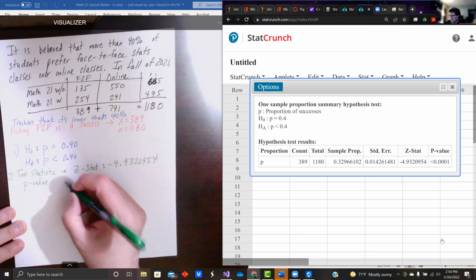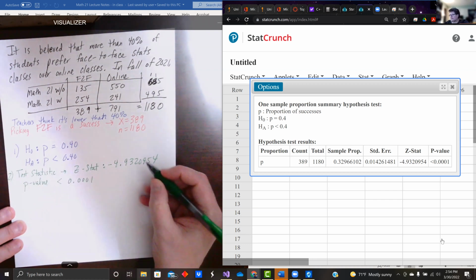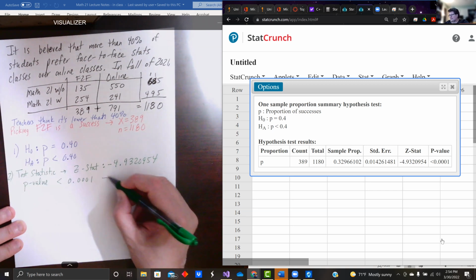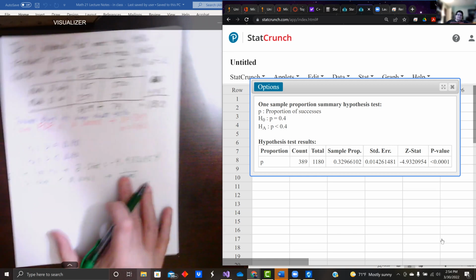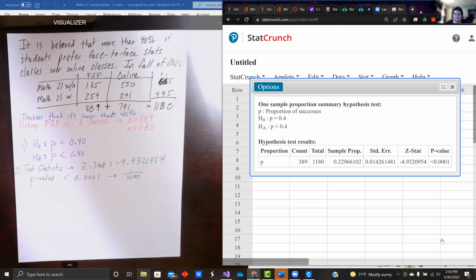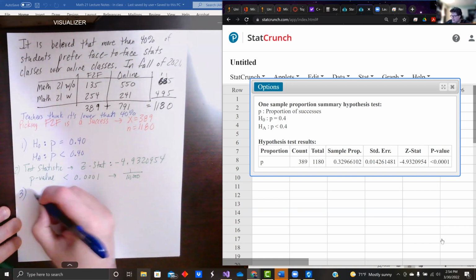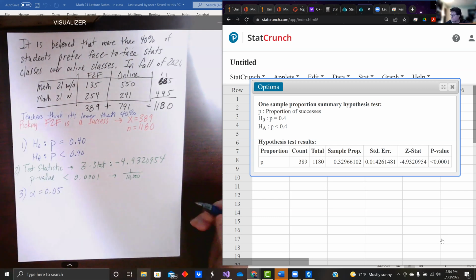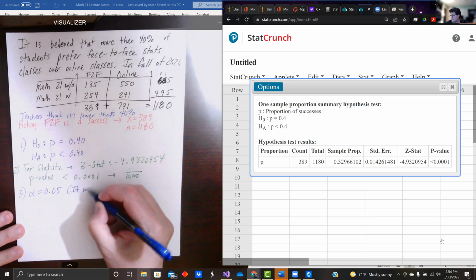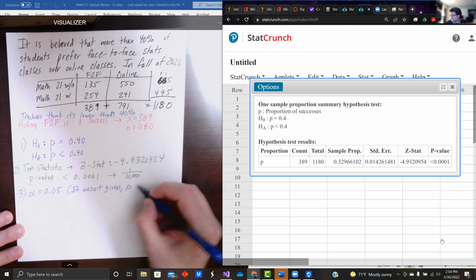Our p-value here is less than 0.0001, which is effectively 1 in 10,000. It's less than 1 in 10,000. We didn't have an alpha here, so I'm going to pick an alpha to be 0.05 since it wasn't given. So I'll use the default.